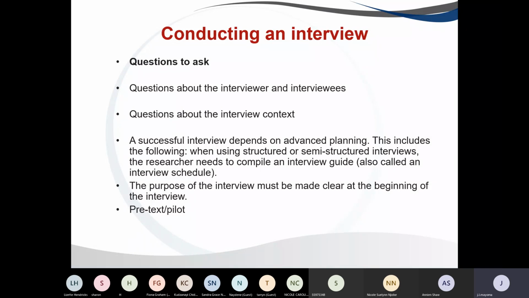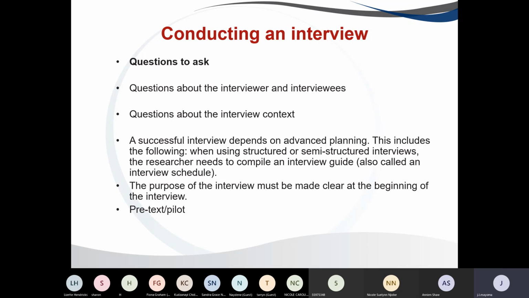Okay, so then we ask ourselves, how do we go about conducting these interviews? The first thing we need to know is that there are a number of questions that you as a researcher need to ask yourself, right? And the questions are about the interviewer and the interviewee.